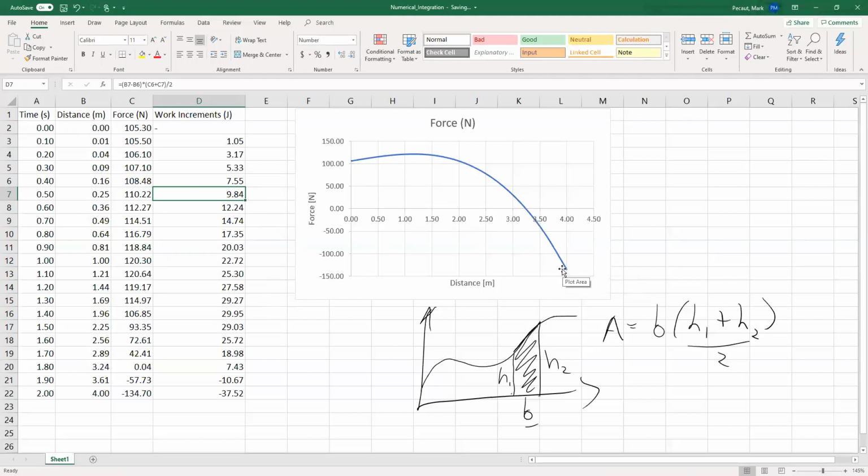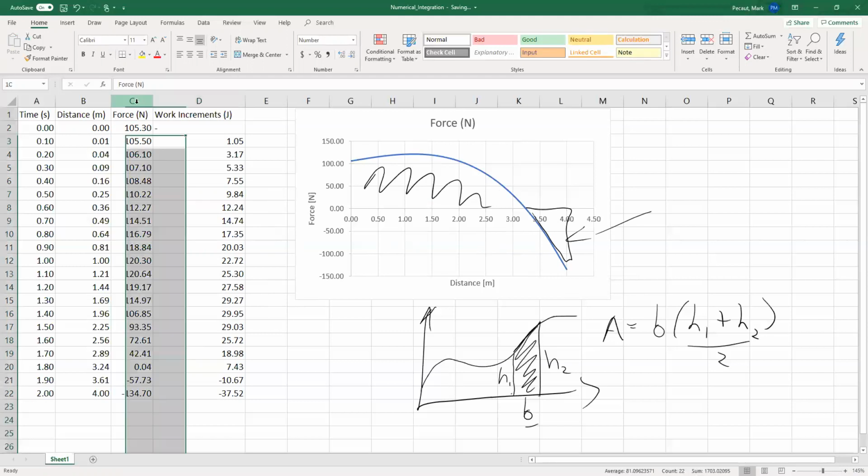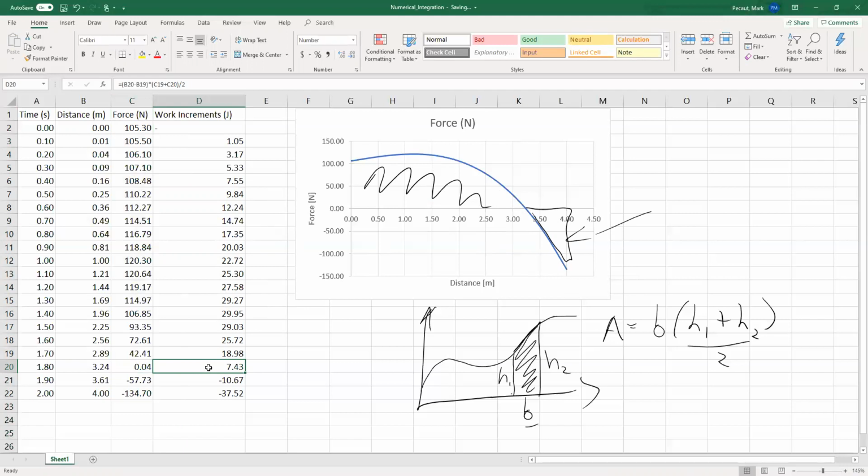So I want the area here, and I don't want the negative area there. That would be this area in there. So I want to stop. I just want to go until the force becomes zero. Well, if I look at my force column here, the force becomes zero here. And so this is the last little work increment that I want to include.